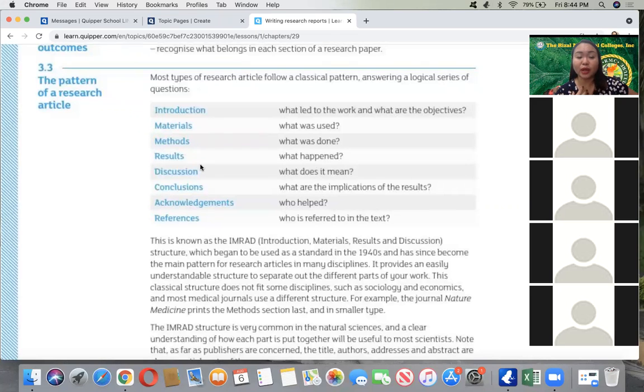What does it mean? Does it prove your hypothesis, or does the data suggest that what you used is effective, very helpful, or an efficient control, something like that. And in your conclusion, what are the implications of the result?